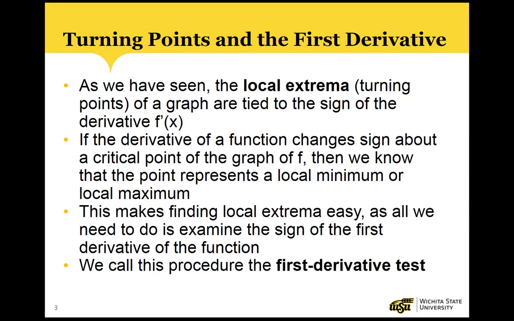As we have seen, the local extrema, or turning points, of a graph are tied to the sign of the first derivative, f prime. If the derivative of a function changes sign about a critical point of the graph of f, then we know that that point represents either a local minimum or a local maximum of the graph. This makes finding local extrema very easy, as all we need to do is examine the sign of the first derivative, f prime, of the function. We call this procedure the first derivative test.